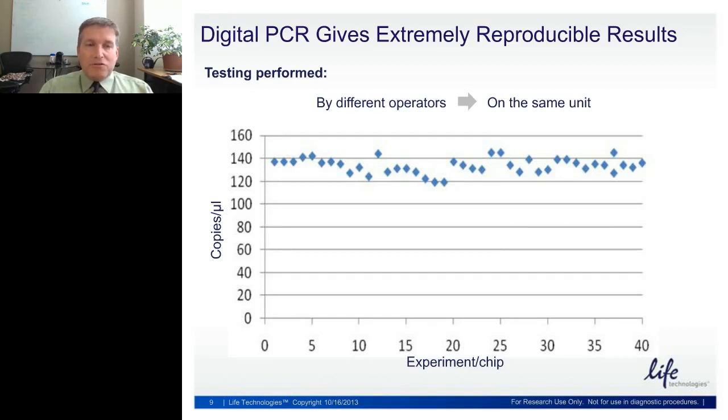It's all centered about 140 copies per microliter, but you can see that some individuals are more precise in their pipetting than others. But the bottom line is that the whole reproducibility of the experiment is extremely high and there is very little variability, even though there are 40 different chips run and 4 different users doing this over several different days.